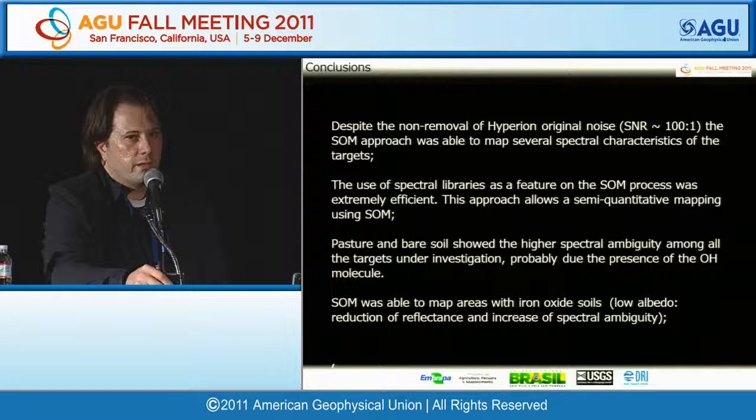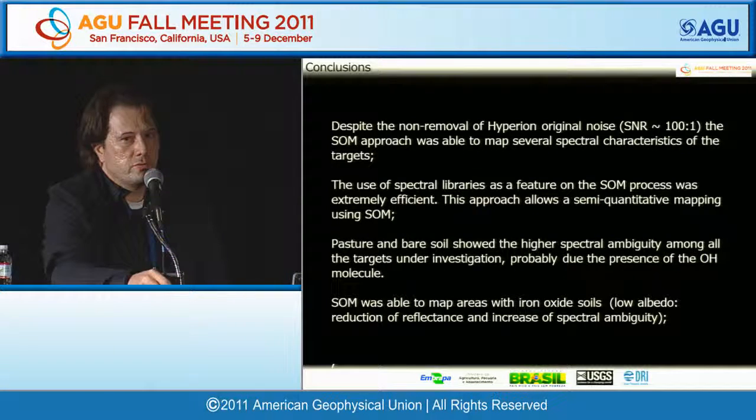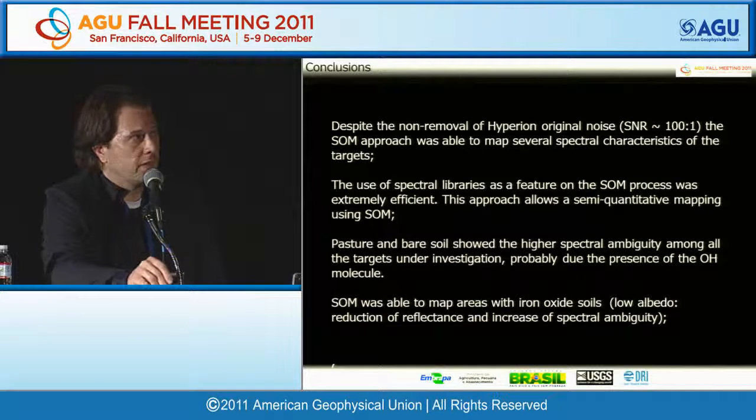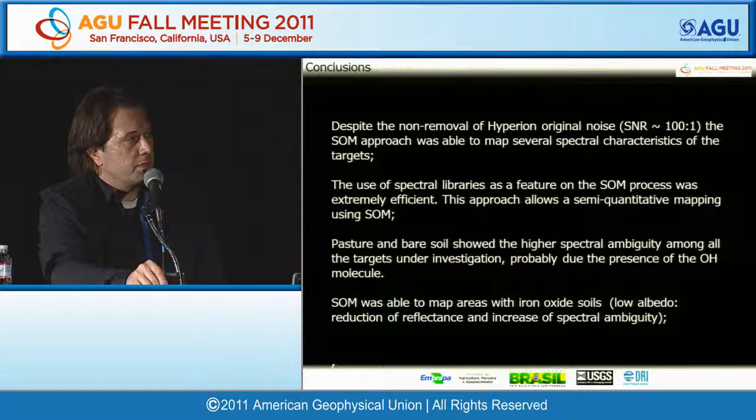The idea is to apply the isomorphic spectral library to other Hyperion datasets in other areas. It's much easier. Pasture and bare soil showed the highest spectral ambiguity among all the targets under investigation, probably due to the presence of the, I talked about this before.